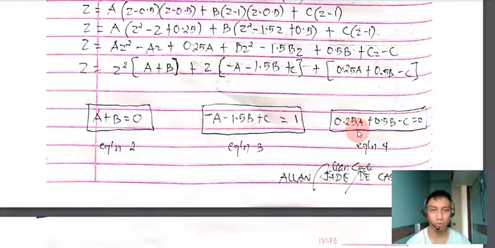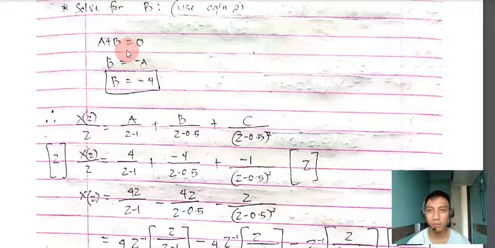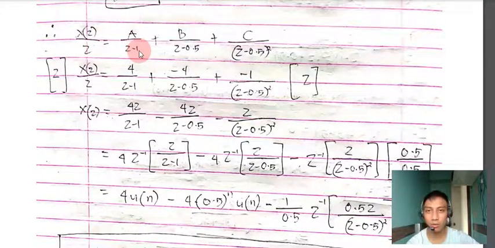Negative 0.25A plus 0.5B minus C equals 0. So we have three equations. We can choose, depending on which you prefer, to solve for B. For me, I will choose equation 2 because it is easier. Okay, to solve for B, use equation 2, which is A plus B equals 0. So, moving A to the other side, we get B equals negative A. So, substitute the value of A, which is positive 4, so we have B equals negative 4.